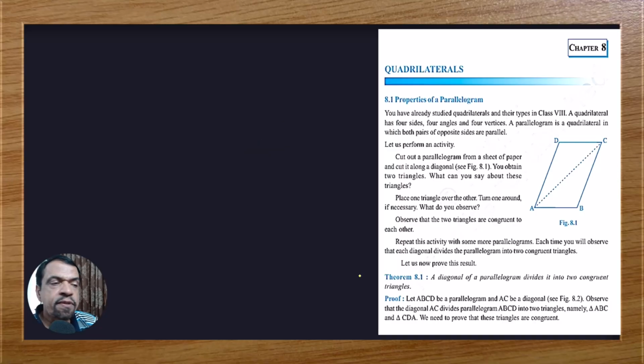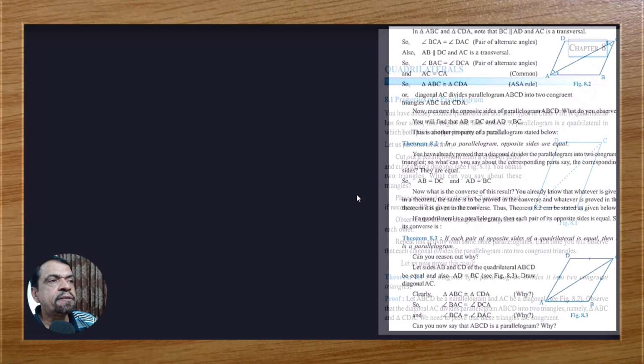Now let us start with the properties and theorems. Theorem 8.1 says that the diagonal of a parallelogram divides it into two congruent triangles. Very simple, and the proof is very easy. Theorem 8.2, in a parallelogram opposite sides are equal. Theorem 8.3, if each pair of opposite sides of a quadrilateral is equal, then it is a parallelogram. Converse. So these are very simple and basic properties you have to remember.